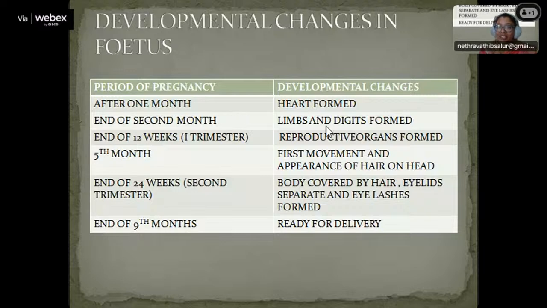Now, after the first month, I told you the heart will be developed. So, the first organ to be developed is the heart. Therefore, usually after 2 months, they go for radiology to check the heartbeat of the fetus. Next, at the end of the second month, the limbs and the digits are all formed.